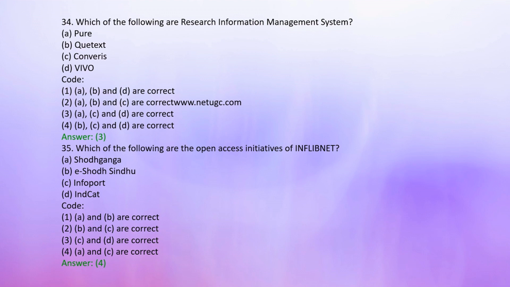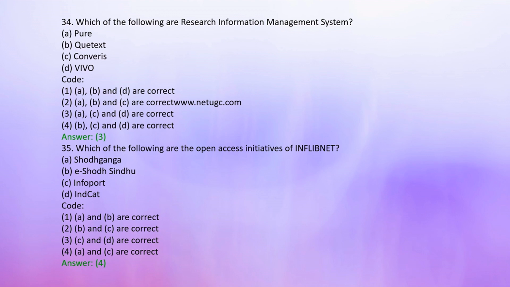Number 34, which of the following are research information management systems? A, Pure. B, Quetext. C, Converis. And D, VIVO. And codes: 1, A, B and D are correct. 2, A, B and C are correct. 3, A, C and D are correct. And 4, B, C and D are correct. Correct answer is 3, A, C and D are correct.